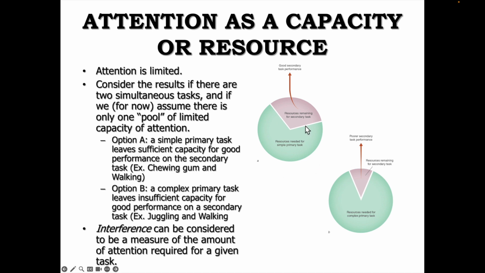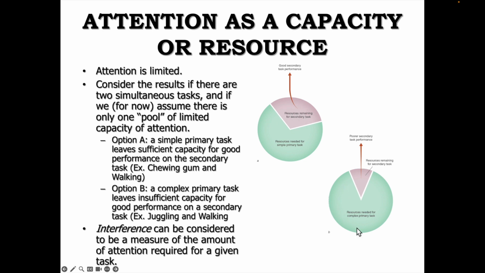Over here would be an example. Let's take a look at this example of option A. Option A here: chewing gum is green, and with green we only have to devote a certain amount of attention in order to chew gum well. Therefore, it leaves a lot of attention available for us to focus on walking.